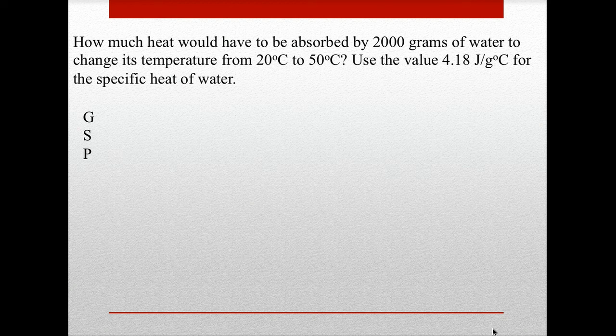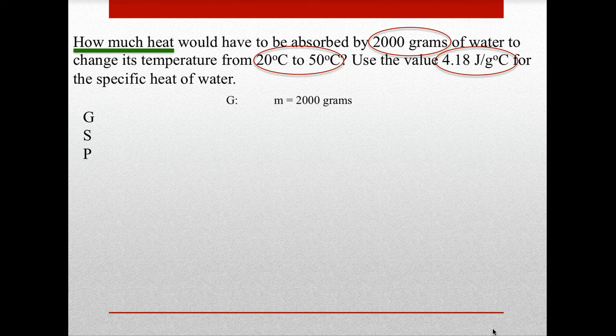So what do we need to do first? We need to circle in our problem the information that's given. So we're going to circle 2,000 grams. That's a given information. That's numbers. We'll circle 4.18 joules per gram degree Celsius, and we're going to circle 20 to 50 degrees Celsius. Now let's go ahead and label these. Oh, and I'm sorry, underline what you're looking for. How much heat.